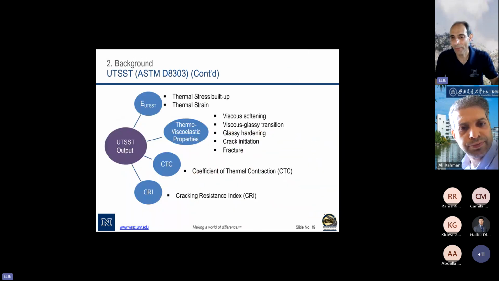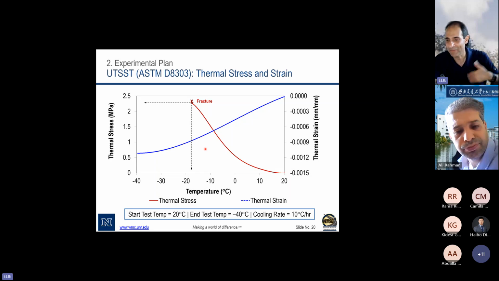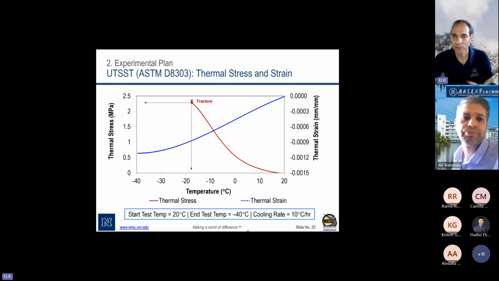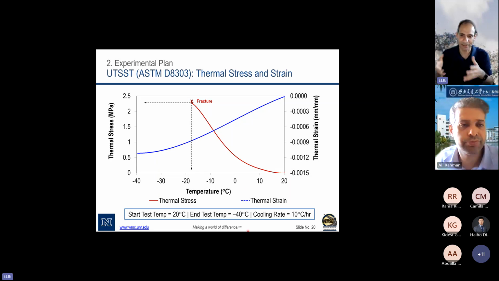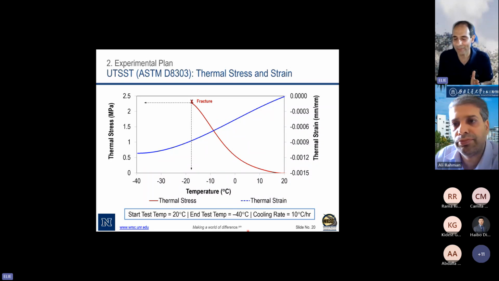That's the whole idea of going from 20 degrees C down to sub-zero temperature to capture that behavior, that phase change in the mixtures. So with the balanced mix design, I agree with what you said. The focus has been really on the intermediate temperature, but there are states now where they know they have a thermal cracking problem. They're also looking at what is that test.